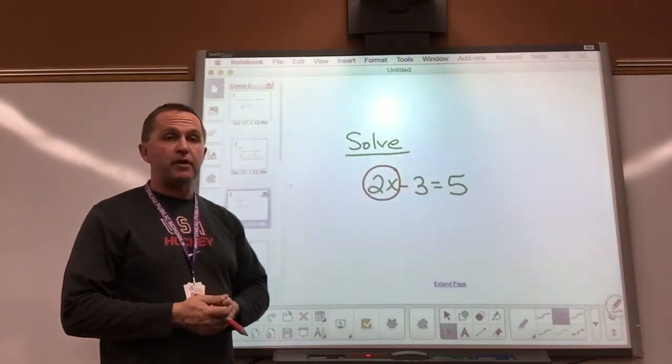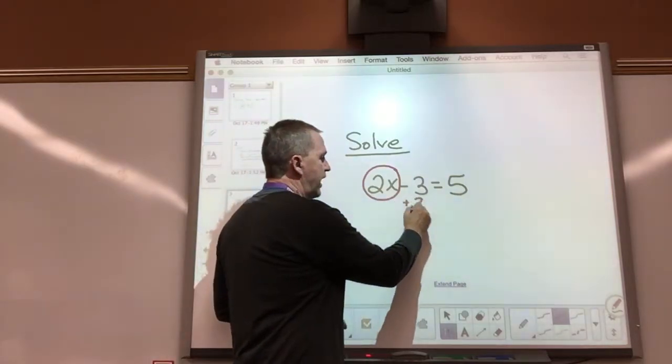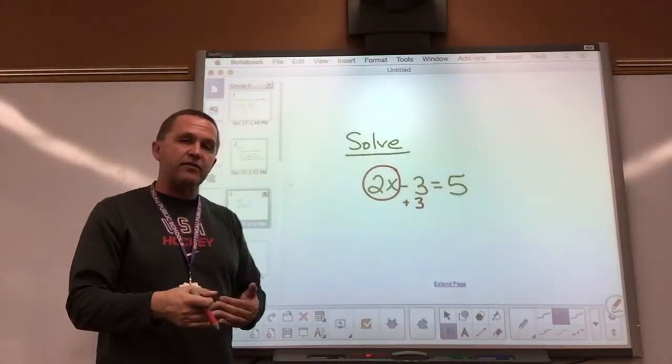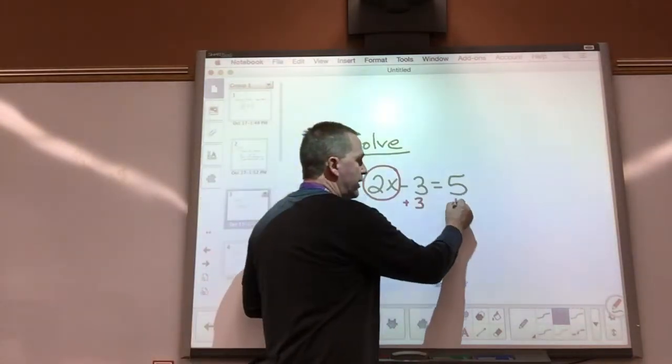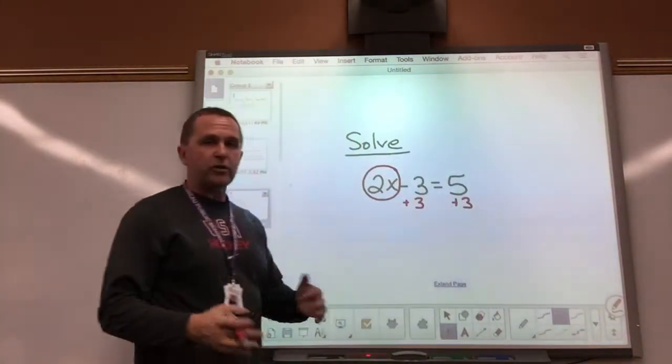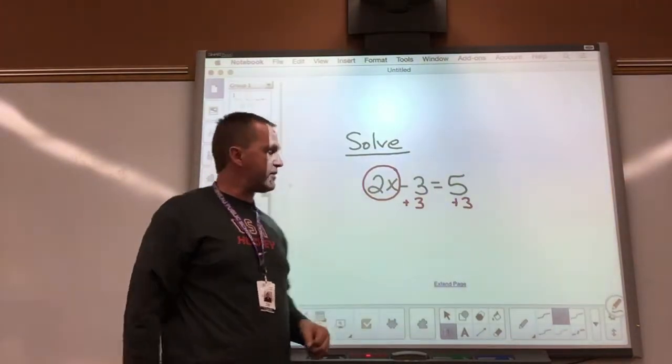Remember I talked about opposite operations. So if I am subtracting 3, the opposite would be to add 3, and I am adding 3 to the left side of the equal sign. And I'm able to do that as long as I add 3 to the right side as well. So I'm going to balance this equation out by adding 3 over here and also adding 3 to that side.